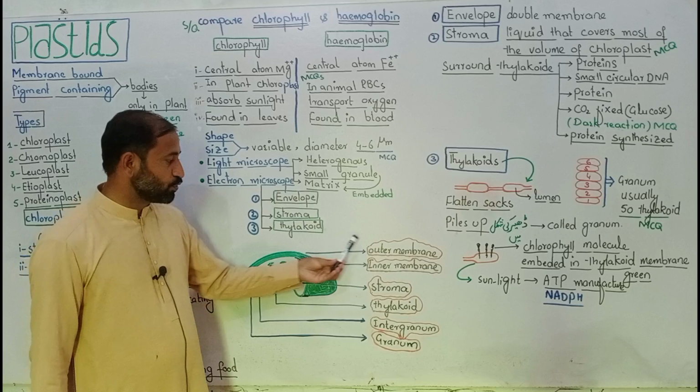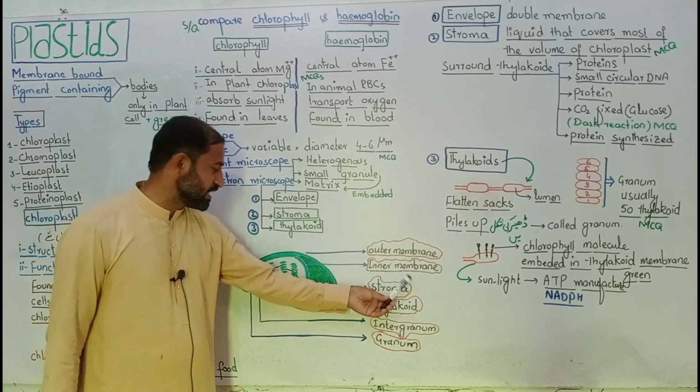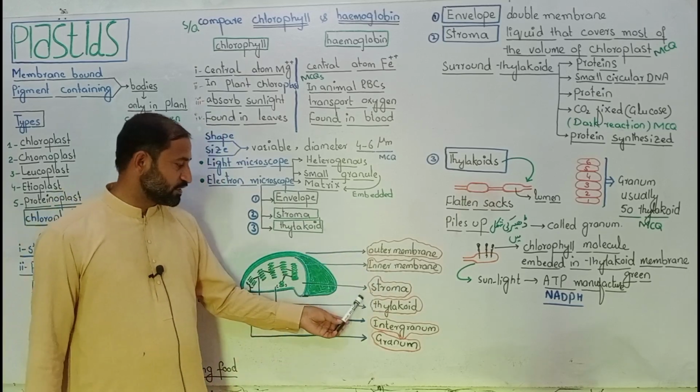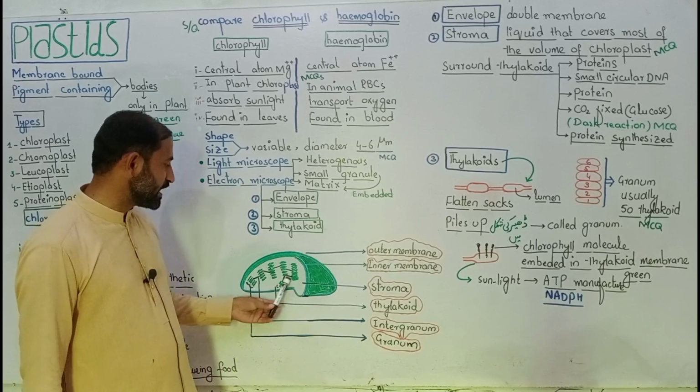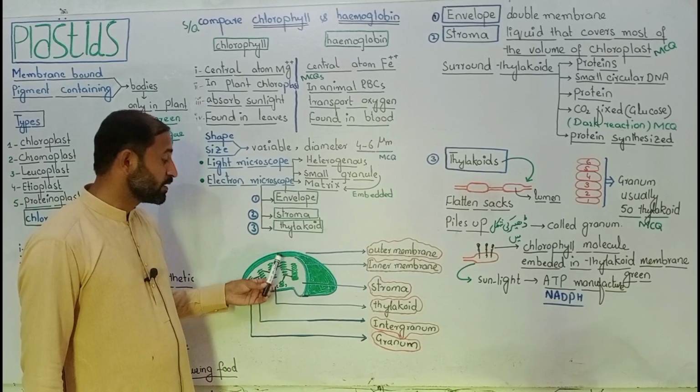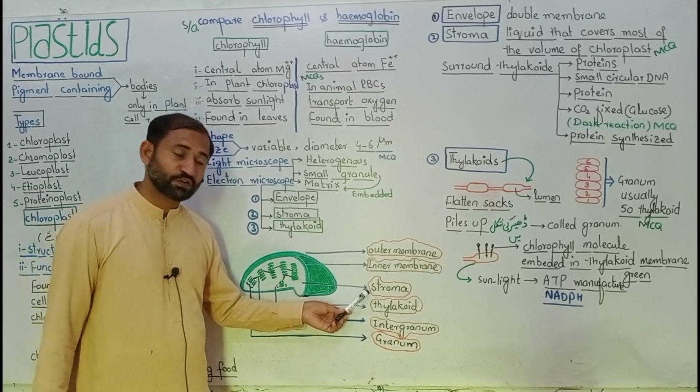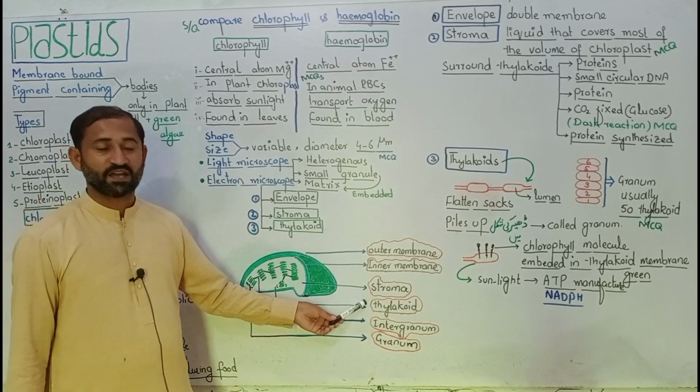So this one is the outer membrane, and that is the inner membrane. The next one is the stroma. Stroma is a liquid that is present within the chloroplast. This one is the stroma. Next is the thylakoid.